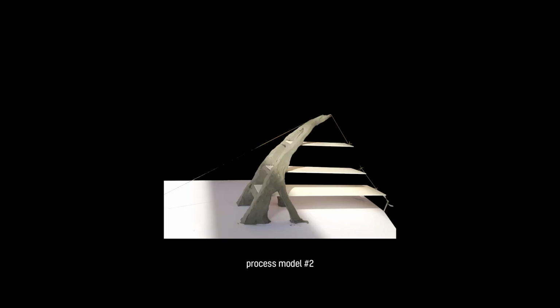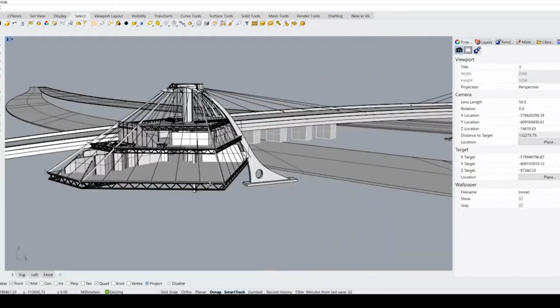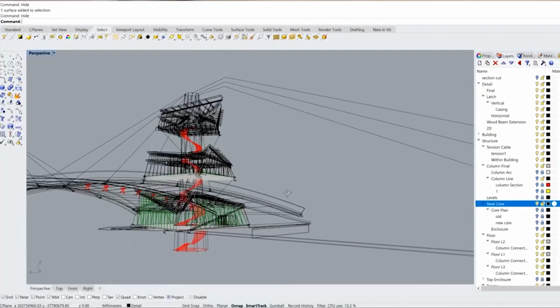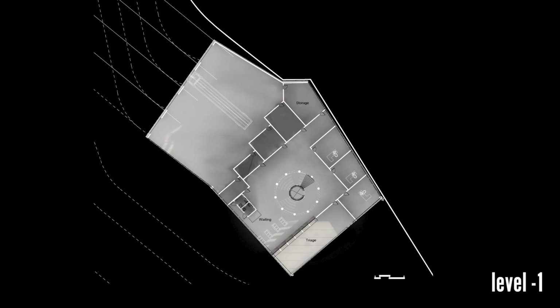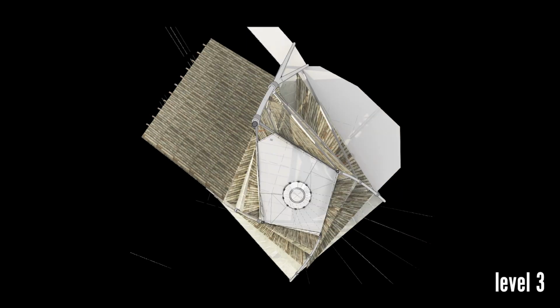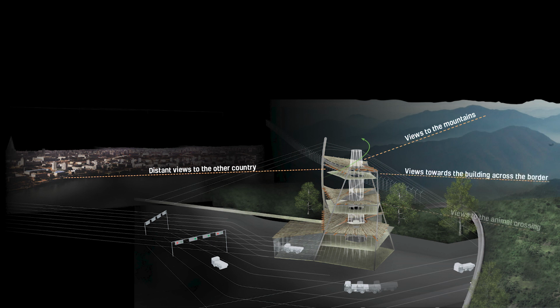And the motion of pulling and tension in large part drove the design of the individual buildings as I went through multiple iterations. The two buildings are identical and they torque as it goes up, which means that each floor plate rotates at an angle, providing unique views on each floor, like views to the mountains, views to the city on the other side of the border, views to the building across the border, views to the animal crossing, and we also have views for the border control.